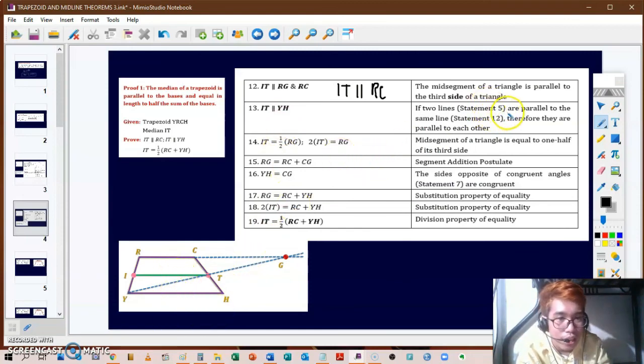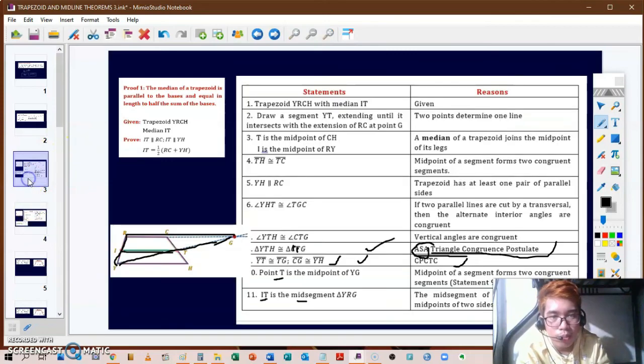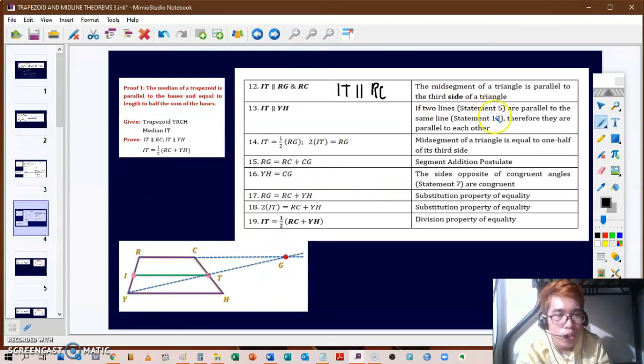If you go back to statement number 5, because YH is parallel to RC, if two lines are parallel to the same line as with statement number 12, then therefore they are parallel to each other. So IT is parallel to YH. So therefore, we can get this equation, IT is equal to 1/2 of RG, and therefore 2 times IT is equal to RG, using the mid-segment of a triangle is equal to 1/2 of its third side.